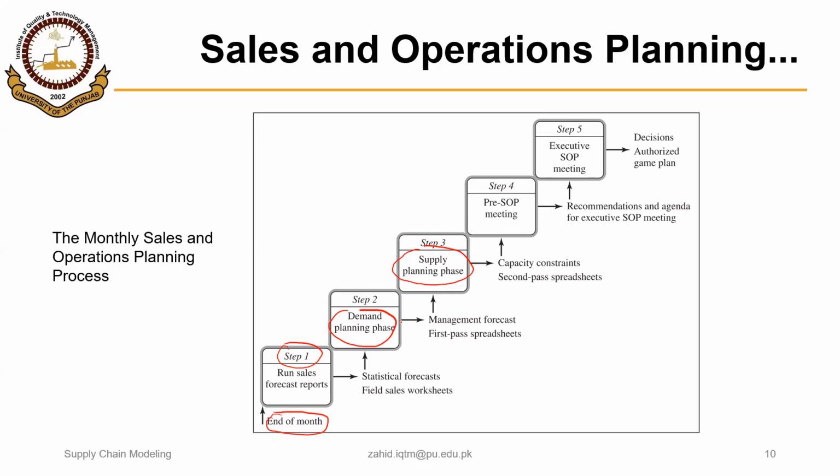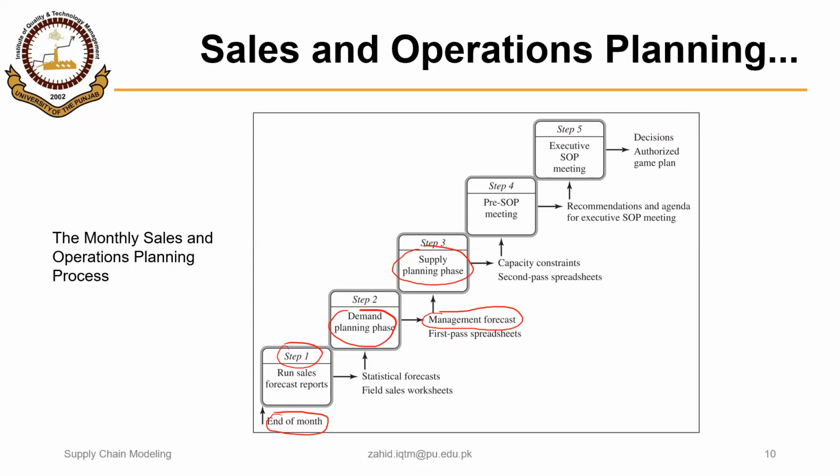And you could see here actually that one of the outputs of step number two is management forecast. That's something we discussed in the pyramid forecasting topic, that there is a bottom-up forecast, and then there is a business forecast, and then management actually decides the final forecast. And based on that, the forecast for the product families is updated. So that is an important input to the supply planning phase.